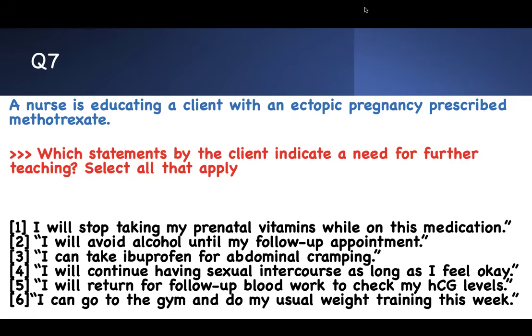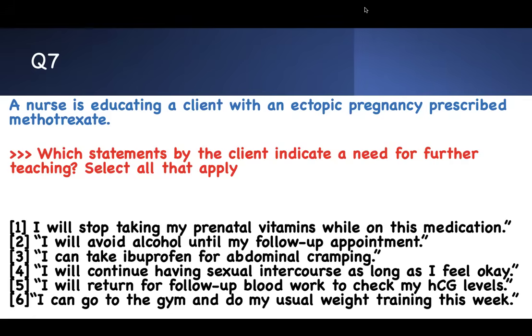I will continue having sexual intercourse as long as I feel okay. No, abstinence is key at this point. I will return for follow-up blood work to check my HCG level. Yes, until it's normal before you can do anything. I can go to the gym and do my usual weight training this week. Strenuous exercise is not recommended when you get methotrexate because it can lead to rupture of the fallopian tube. So these are the things you have to know to master the content I've given you, and you know the answer, right?